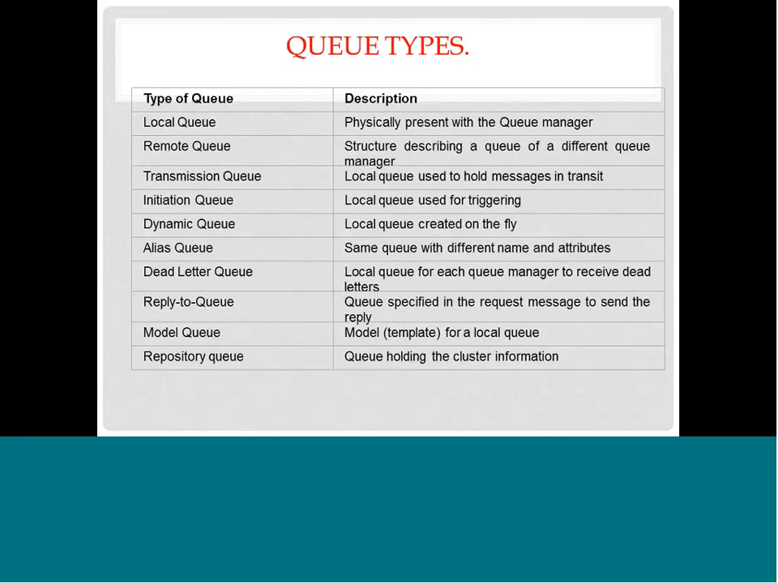There are many types of queues: local queue, remote queue, transmission queue, initiation queue, dynamic queue, alias queue, and dead letter queue. There are many queues existing at the MQ level. Each queue has its own functionality. Those will be discussed during the class.